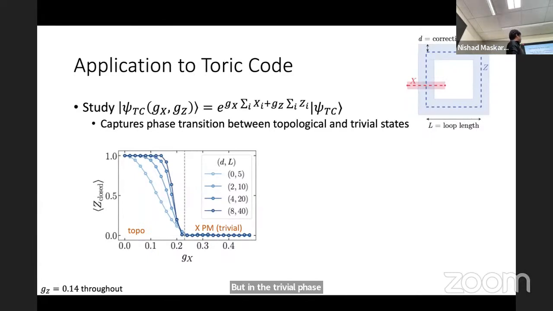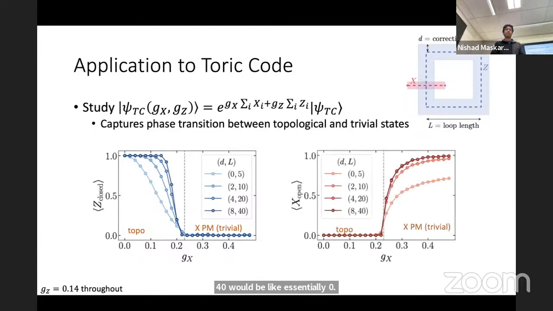I want to note that this large dark blue line corresponds to measuring a 40 by 40 loop, whereas the original light blue line corresponds to measuring a 5 by 5 loop. So you can see that we're also increasing the length scale that we're probing here. The fact that the signal is being amplified to 1 is quite remarkable because the original 40 by 40 loop would be essentially 0 by the time you get to that point.